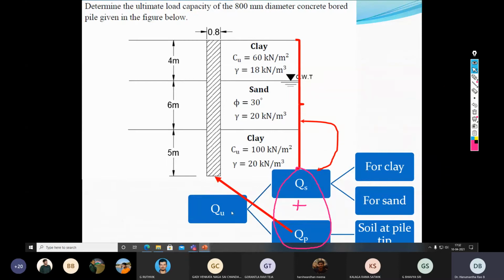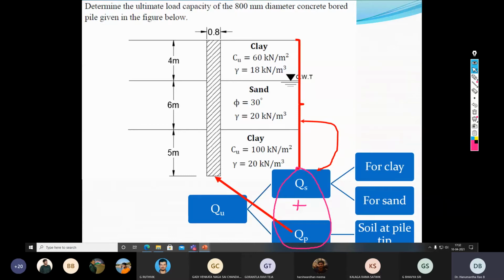So therefore, if you look carefully, the ultimate pile capacity is QP plus QS, but QP is only one soil, that is clay, so therefore soil at pile tip. But for QS, there are two varieties of soil. So for clay and for sand, that means you need to calculate the skin friction differently for clay and differently for sand.